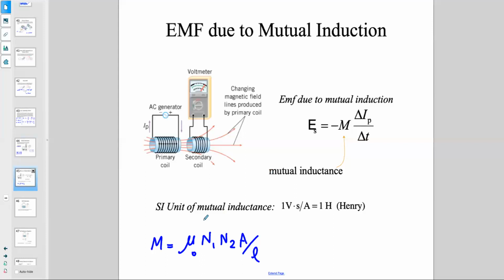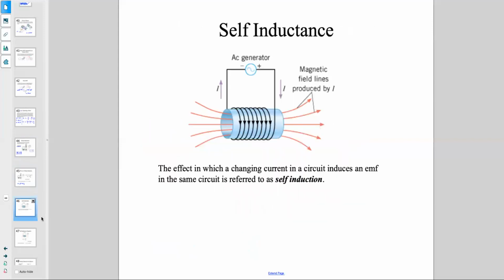It has SI units of Henry, and 1 Henry is 1 volt times seconds over amp. If you want to find the EMF due to this mutual inductance, that's the formula: negative M, the mutual inductance, which is usually given to you, times delta I, the change of the current, over delta T. The effect in which a changing current in a circuit induces an EMF in the same circuit is referred to as self-inductance. One more time, if I have an AC generator that is causing a current going through this coil, but this current is changing.